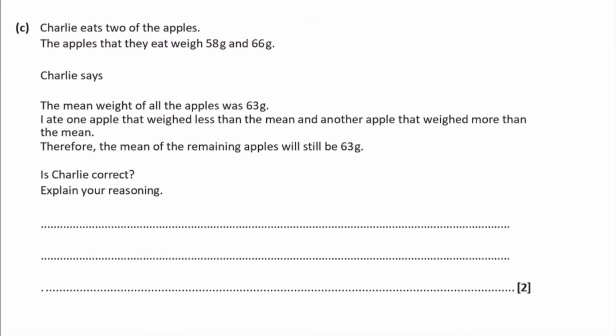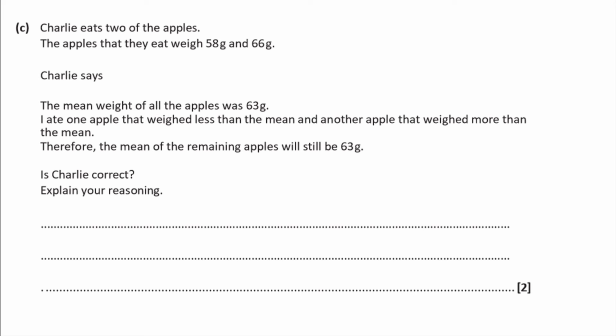Part C says Charlie eats 2 of the apples. The apples they eat weigh 58 grams and 66 grams. Charlie says the mean weight of all the apples was 63 grams. I ate one apple that weighed less than the mean and another apple that weighed more than the mean. Therefore, the mean of the remaining apples will still be 63 grams. Is Charlie correct?